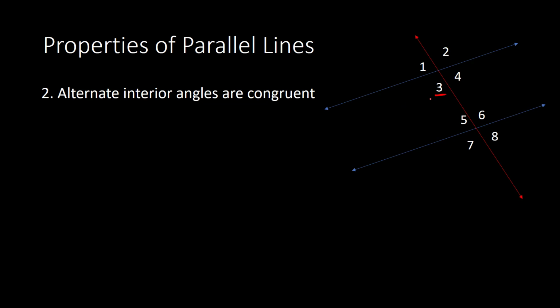So which one is the alternate interior? Well, the alternate means on the other side of the transversal, so it's got to be on the right side, but it cannot be adjacent. So angle 4 would not be alternate interior, but angle 6 would be. They're on opposite sides of the transversal, and they are also interior. So angle 3 and 6 would be congruent based off the second property. And then angle 4 and angle 5 are also alternate interior. They're on opposite sides of the transversal, they're interior, and they're not adjacent. So angle 4 and angle 5 would be congruent as well.